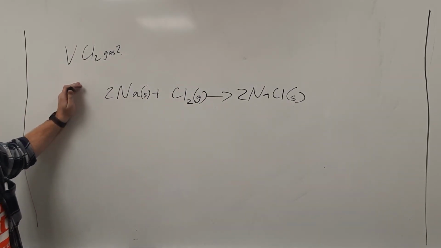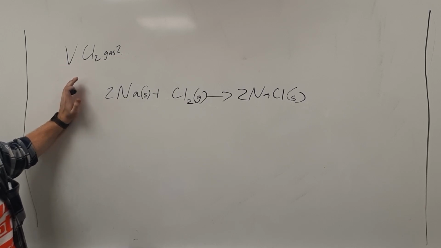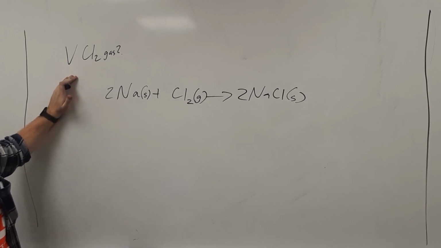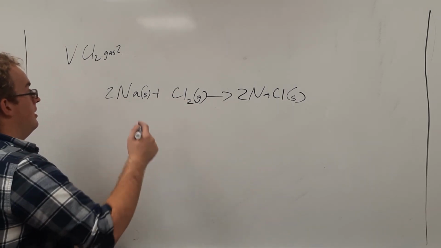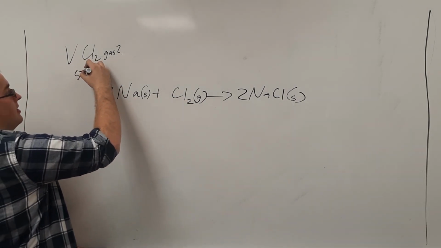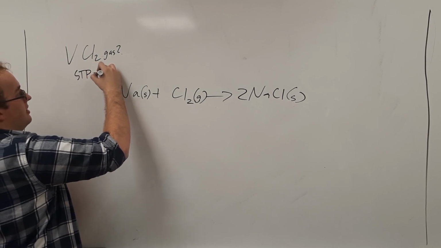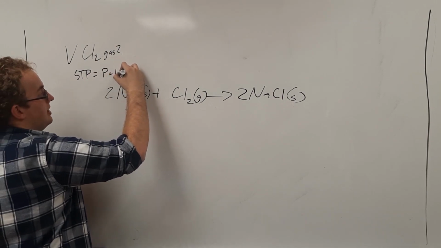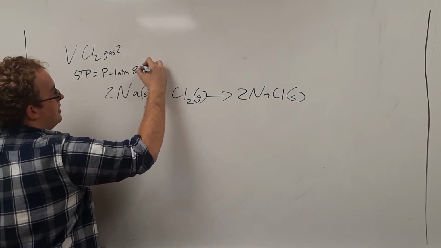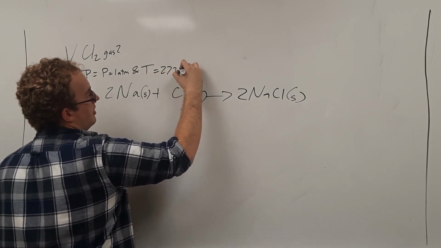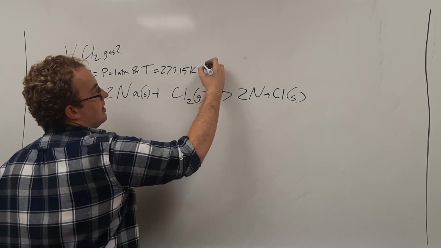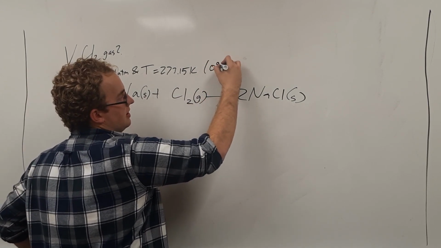It's saying we need to be able to figure out how much volume of chlorine we need to produce a gram amount of sodium chloride at STP. STP means we're at standard temperature and pressure. That means our pressure is 1 atm and temperature equals 273.15 Kelvin. That's the same thing as 0 degrees Celsius.